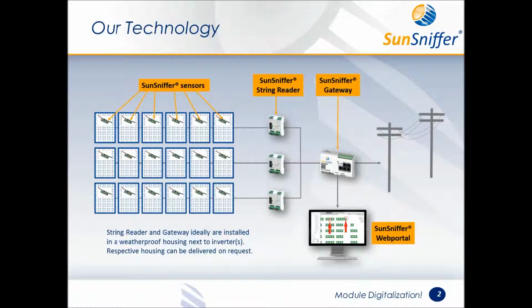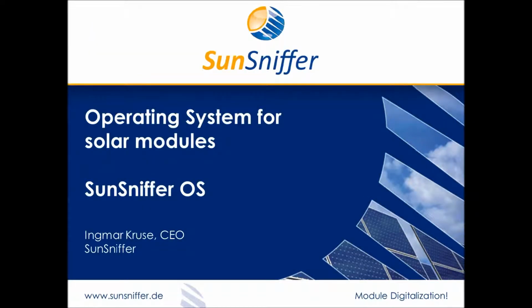One is on module level. This is this here. We pick up data from module level and from string level. And we have our own gateway, taking all this information, aggregating it, taking inverter information as well as irradiation, and sending it to the web portal. The key to getting inside information of a PV plant is to have the module level information available.